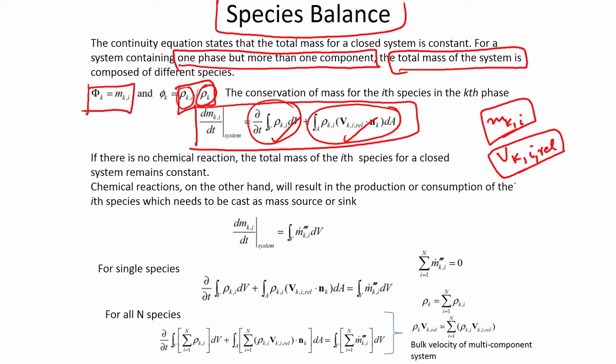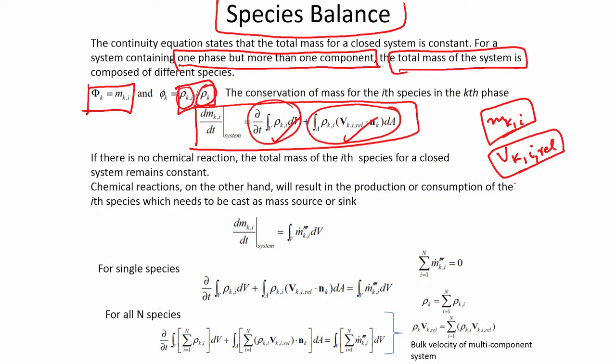So it is exactly like a continuity equation, because if there is no reaction, say for example, in a vessel you have water vapor, air, CO2, nitrogen, everything put together, like this room for example. This is a multi component system, but here you do not have any chemical reaction. So if you do not have any chemical reaction, the total mass of the ith species remains constant. So species wise, it is almost like a mass conservation.